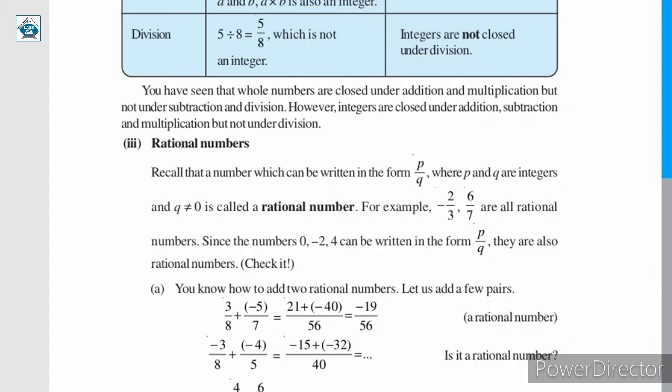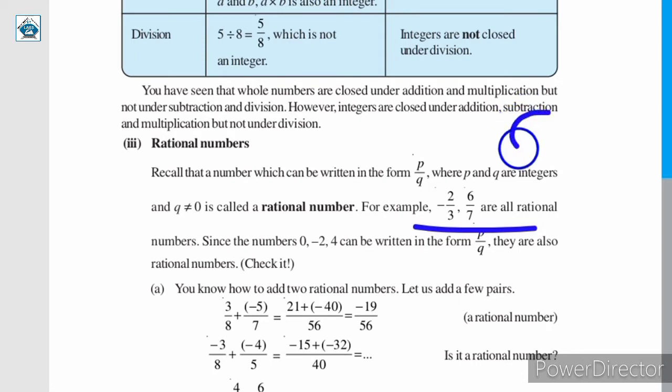Here we are given the definition of rational numbers. A number which can be written in the p by q form, where p and q are integers and q is not equal to 0, is a rational number. Here you are given some examples. Minus 2 by 3, 6 by 7 are all rational numbers. That is, rational numbers can be positive, they can also be negative.